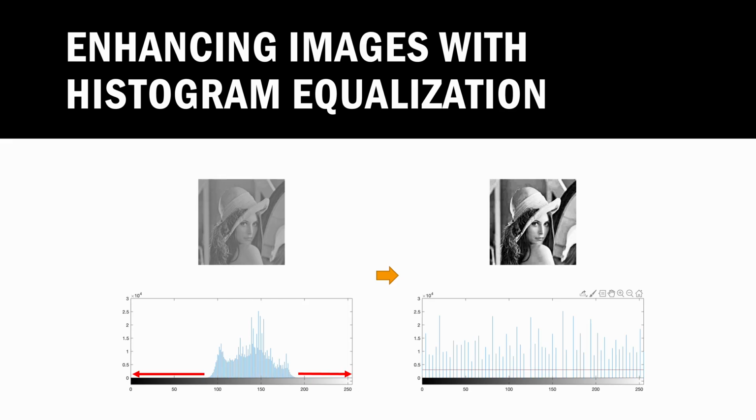Now look at the result. On the right, the new histogram covers the full intensity range, and the enhanced image shows the difference. Contrast is stronger, details are clearer, and the overall picture looks more vibrant and lifelike. This is the power of histogram equalization. By redistributing pixel intensities to approximate a uniform distribution, we maximize contrast and reveal details that were hidden before.